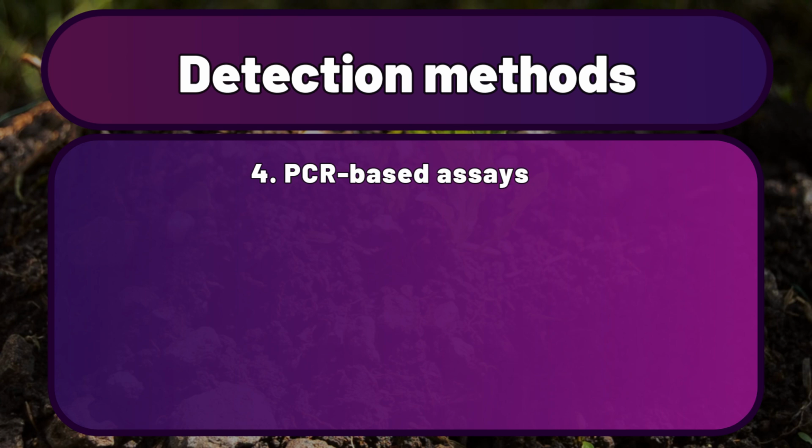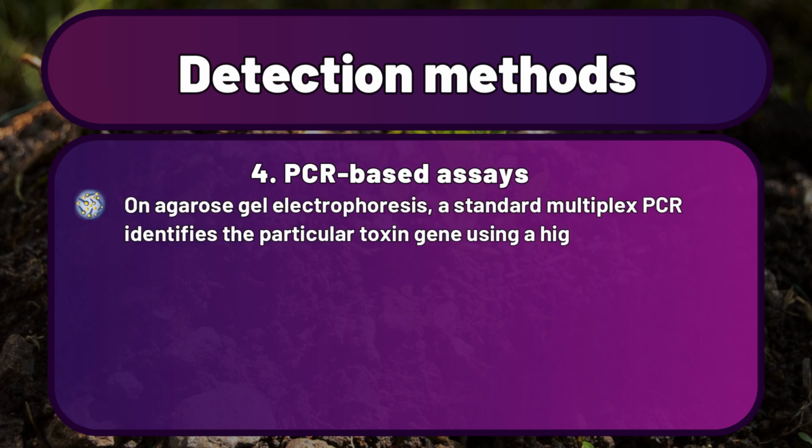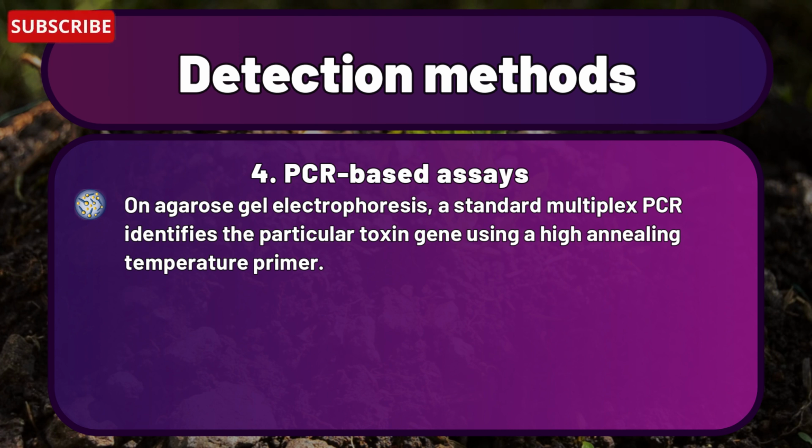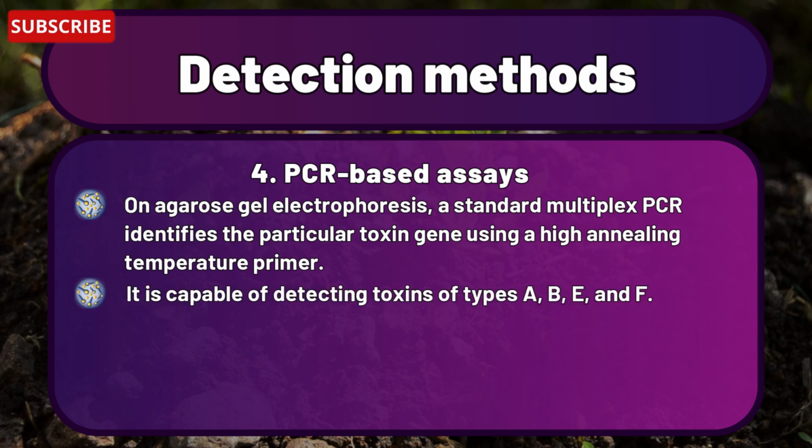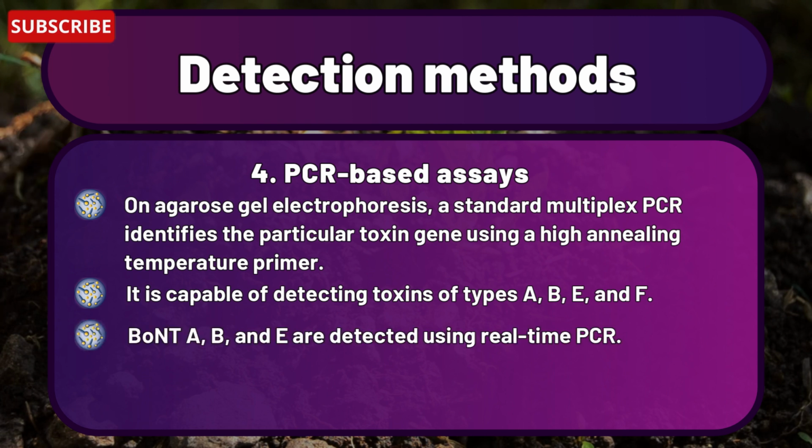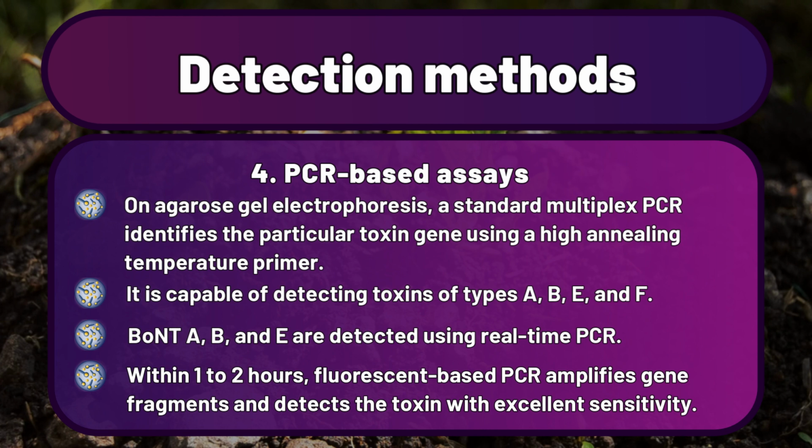Number 4. PCR-based assays. On agarose gel electrophoresis, a standard multiplex PCR identifies the particular toxin gene using a high annealing temperature primer. It is capable of detecting toxins of type A, B, E, and F. Botulinum neurotoxins A, B, and E are detected using real-time PCR. Within 1 to 2 hours, fluorescence-based PCR amplifies gene fragments and detects the toxin with excellent sensitivity.